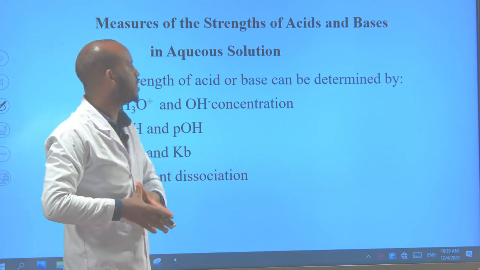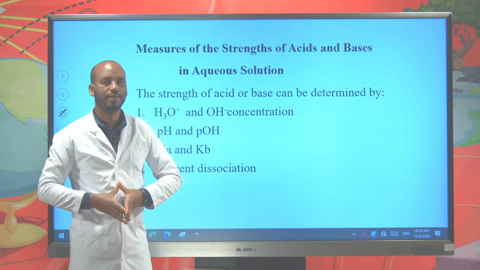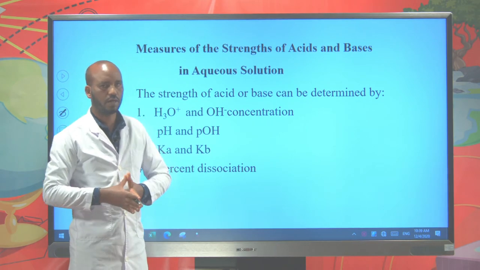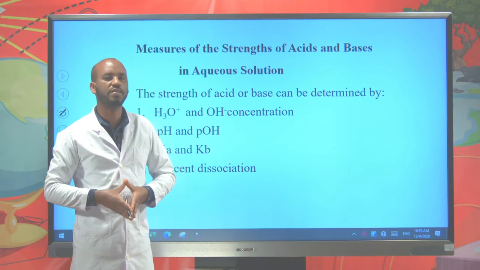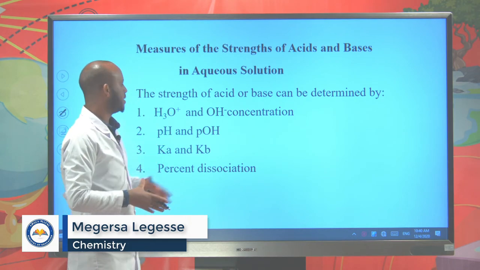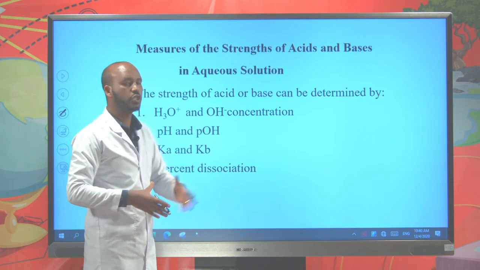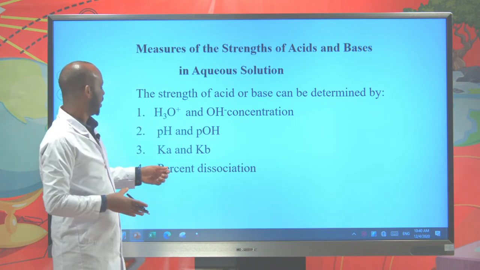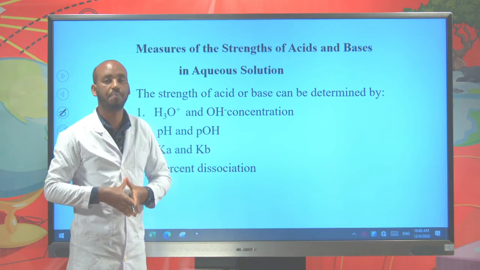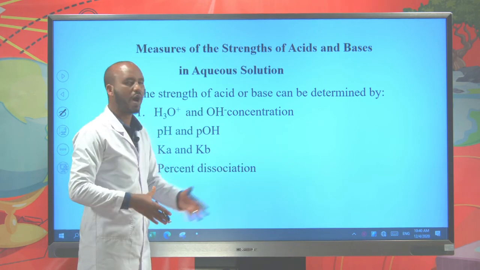Measures of the strengths of acids and bases in aqueous solution. Students, how can we measure the strengths of acids and bases? Good. These are ways of measuring the strengths of acids and bases. 1. Hydronium ion and hydroxide ion concentration. 2. pH and pOH. 3. Comparison of dissociation constants of the acid and dissociation constants of the base. 4. Percent dissociation. Let us see each one by one.